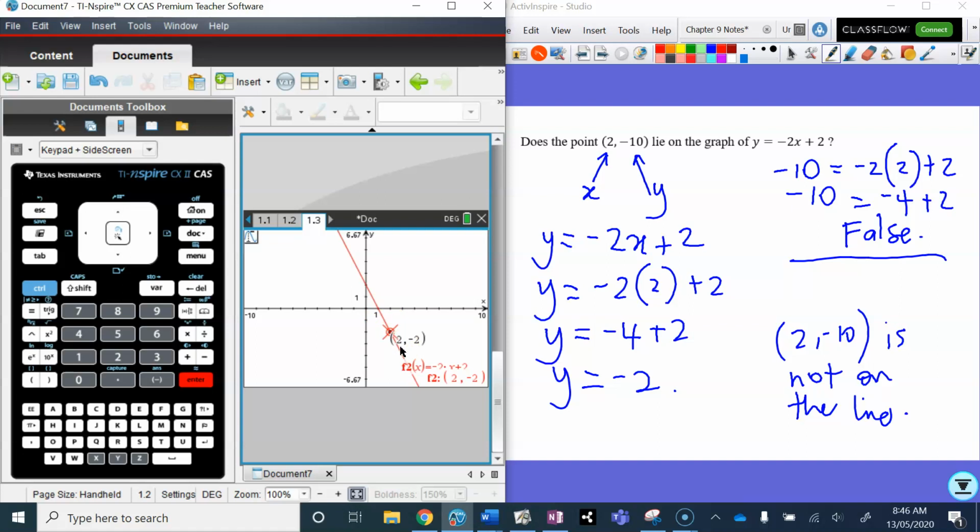So either way, by hand, using algebra or using your calculator, simply one method there on the calculator. There are others as well, but I think that's the easiest one. Quite a simple task either way.